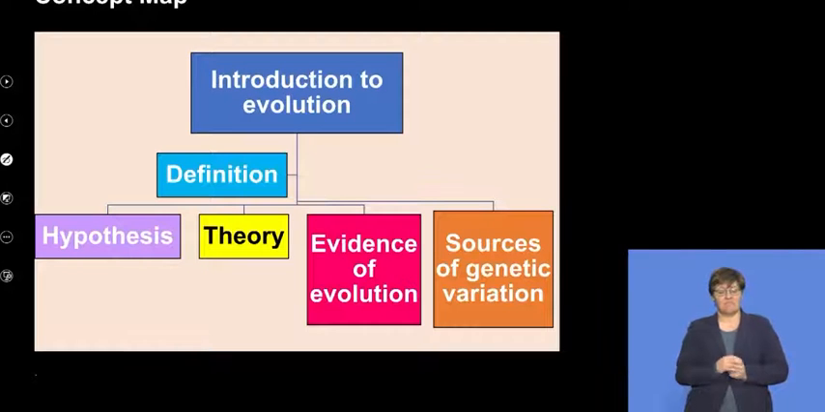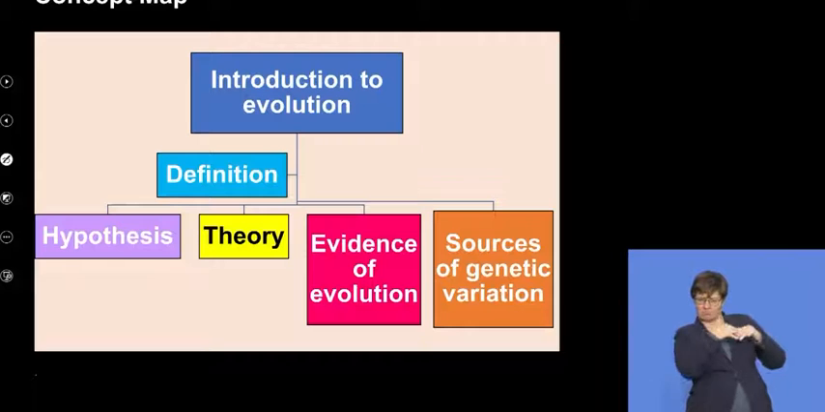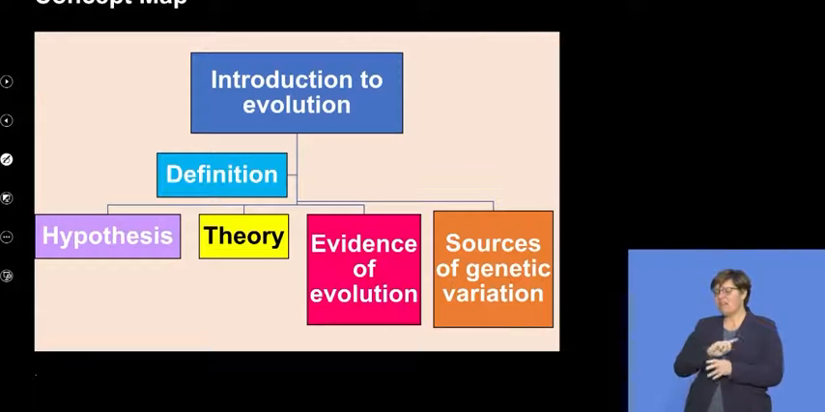All right, we're going to have a look at the concepts that we're going to cover today in the introduction to evolution. First of all, we'll have a look at a definition of what evolution is. And then we're going to have a look at the concepts of a hypothesis and a theory, and the difference between a hypothesis and a theory. We're going to also look at evolution evidence. So there's lots of evidence that we have that supports the theory of evolution. And finally, we're going to have a look at the sources of genetic variation.